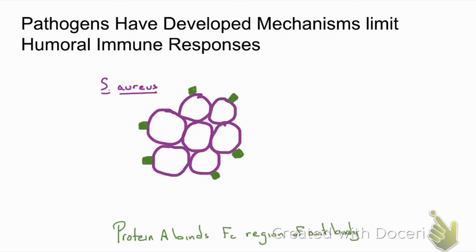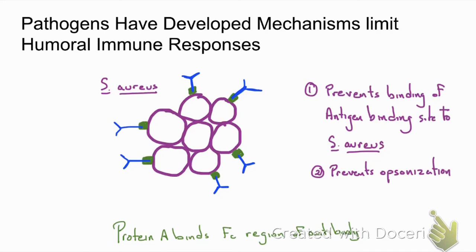And we just talked about how important this Fc region is for opsonization and for ADCC. And so if antibodies are secreted, what can happen is that these proteins, protein A here, will bind to the Fc region of the antibody, and this has two effects. First, it prevents the ability of the antigen binding site, those arms of the antibody, to bind to Staph aureus. Secondly, it prevents phagocytosis and opsonization of this microorganism, therefore allowing it to avoid our immune detection systems.